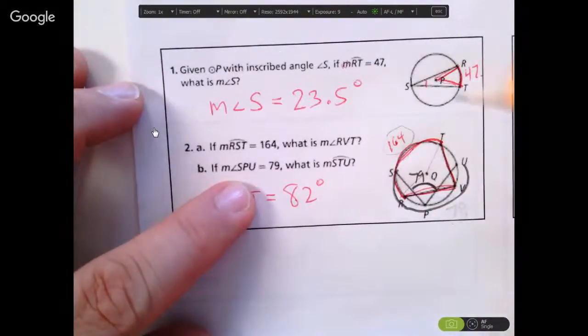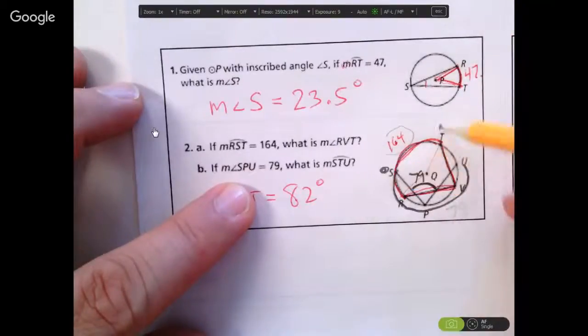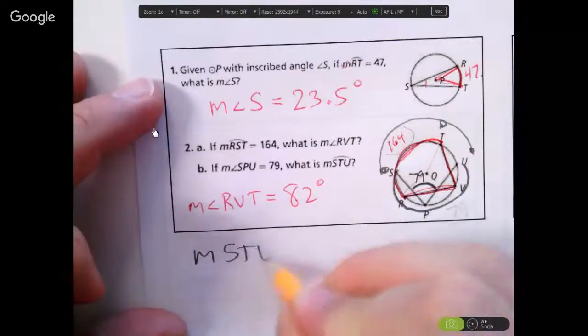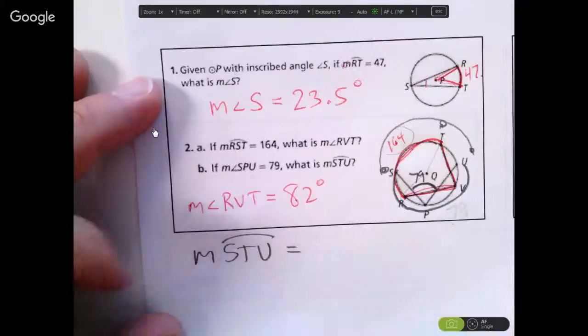And then they want STU. I even wrote that thing wrong. Okay. So the measure of STU, or the arc, is 158.